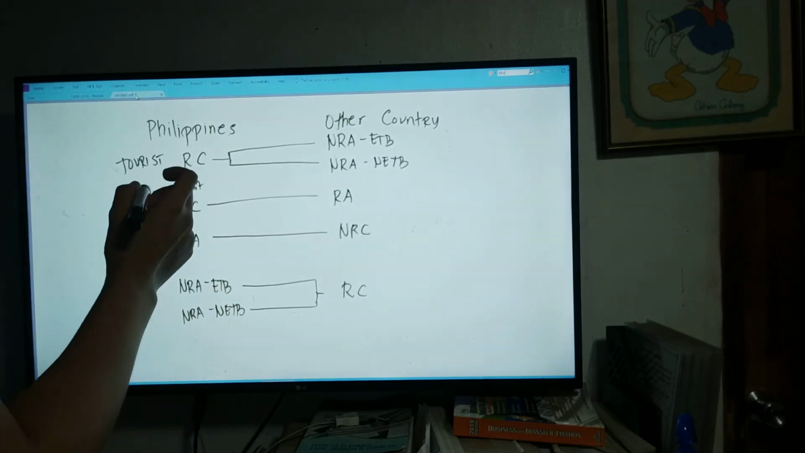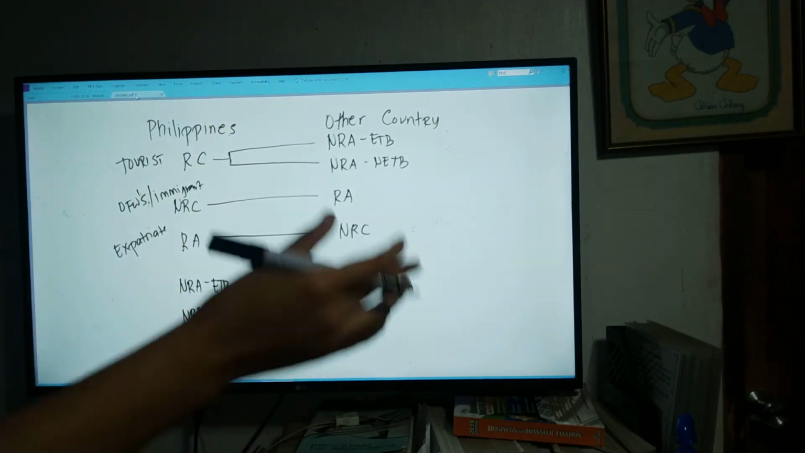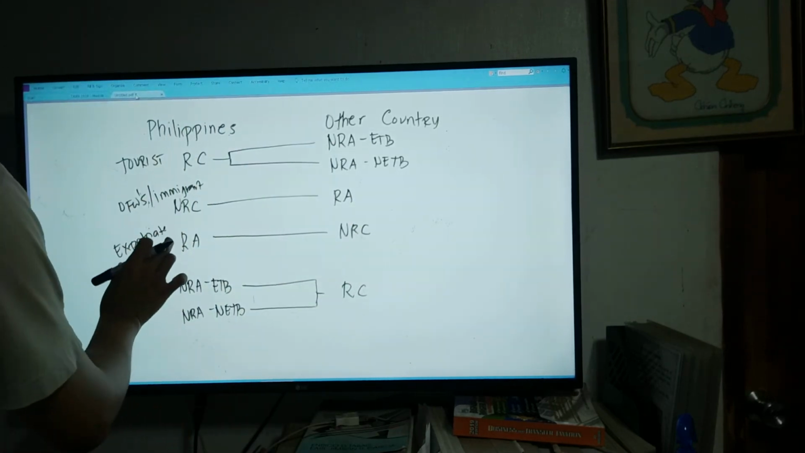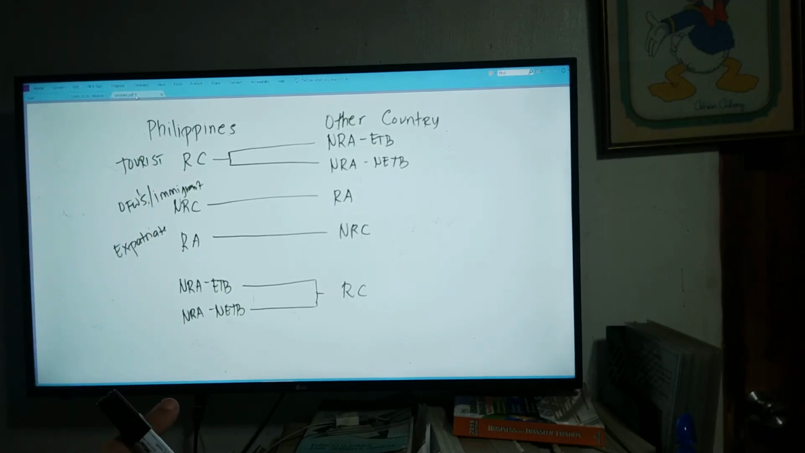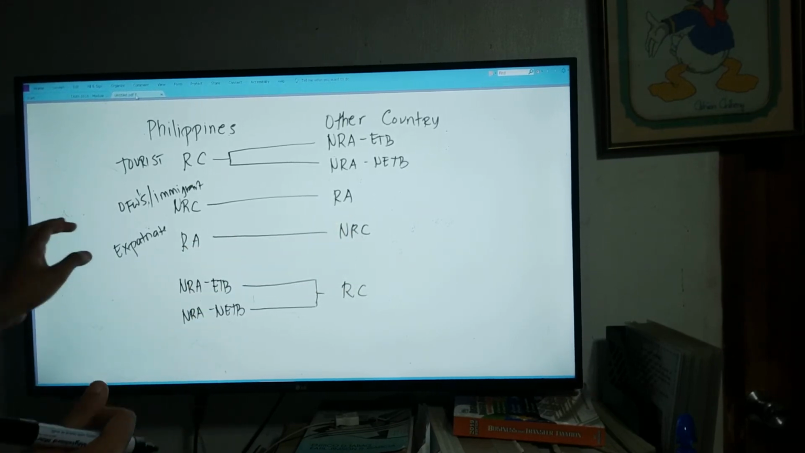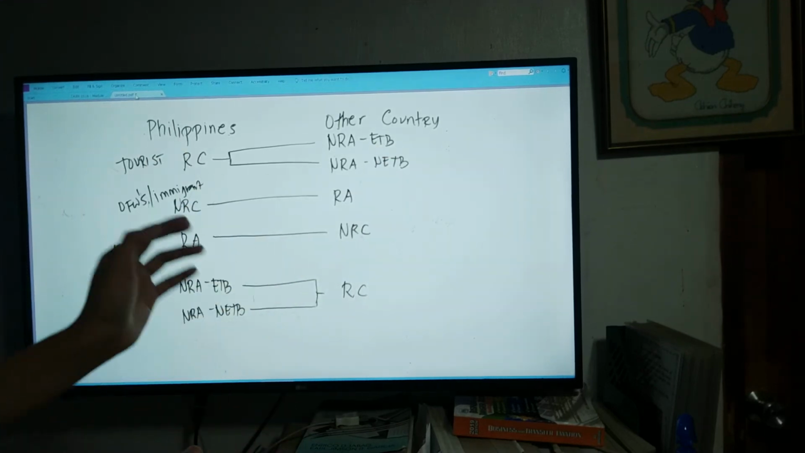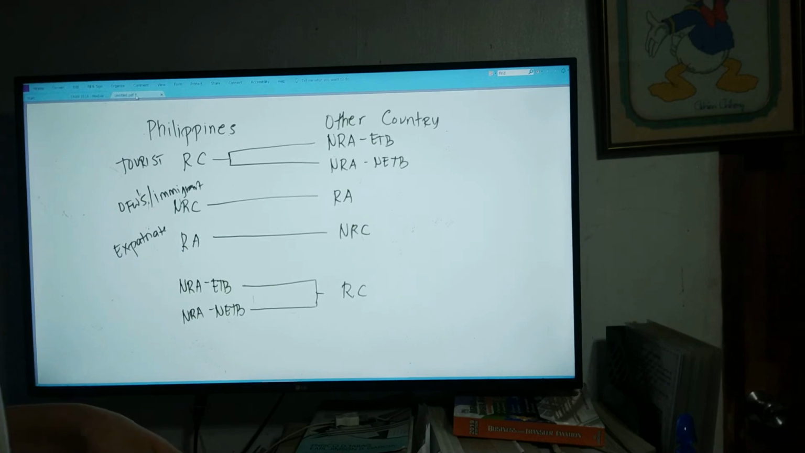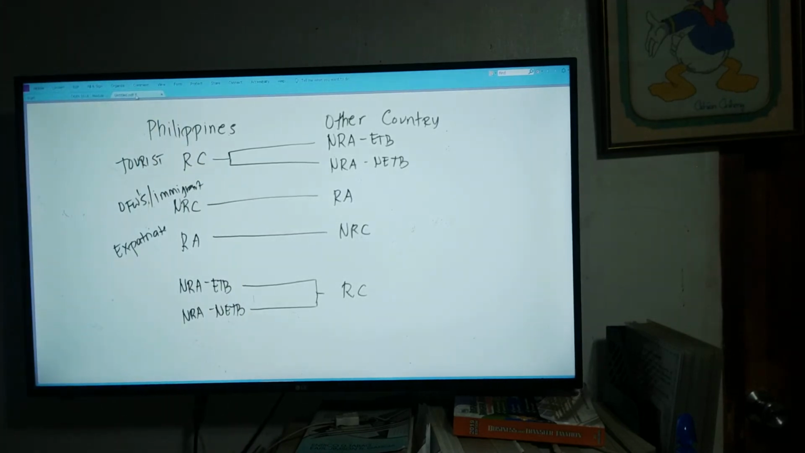Expatriates is also another term for foreign workers who are in the Philippines, or foreign nationals. Okay? Yun ang ibig sabihin ng expatriate, foreign nationals. RA, okay, foreign nationals din po sila. And then NRC. And lastly, of course, NRA ETB and NRA net B. It's the resident citizen, of course, of another country. Okay? So yun ho yung parang correspondence ng taxpayers.